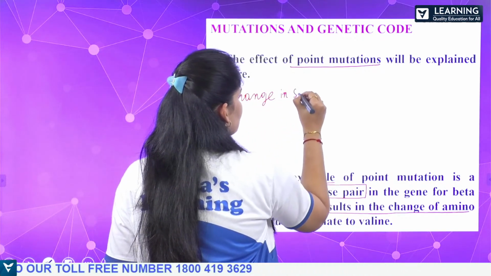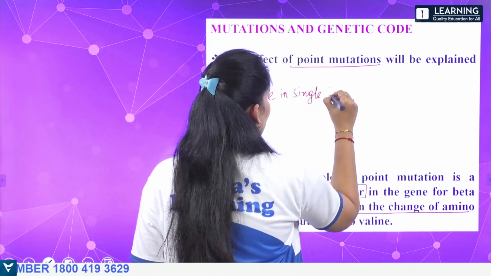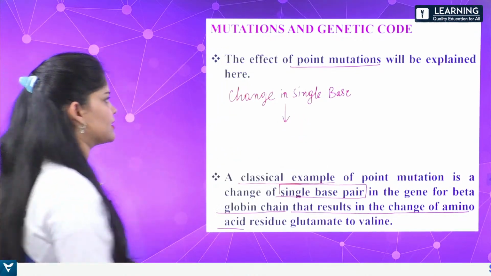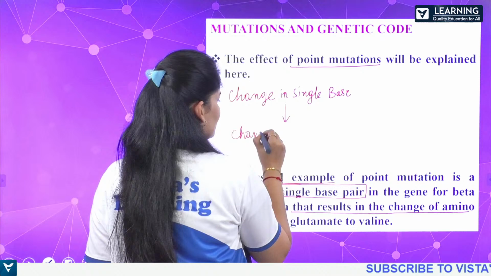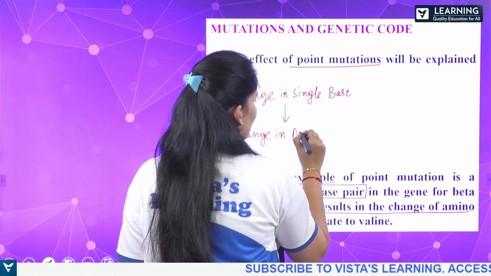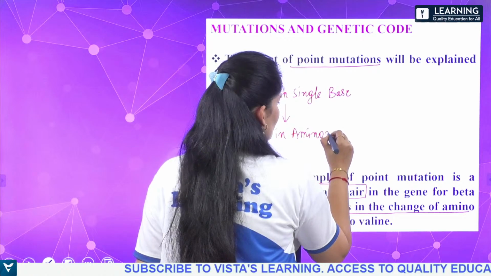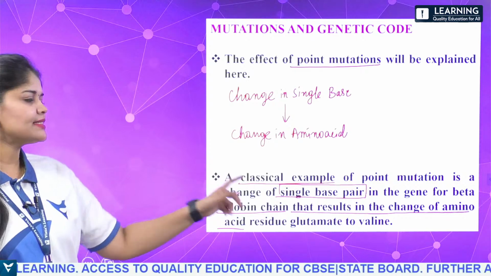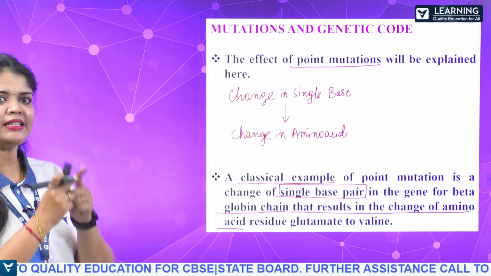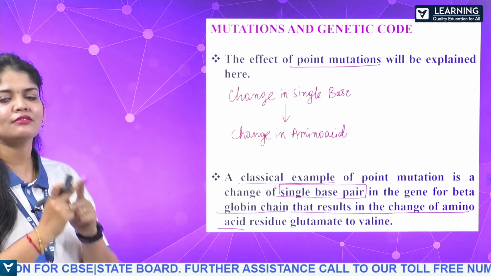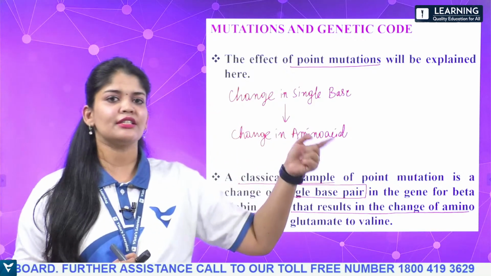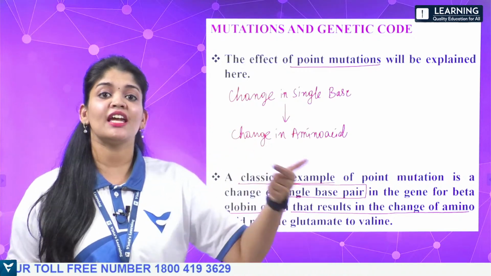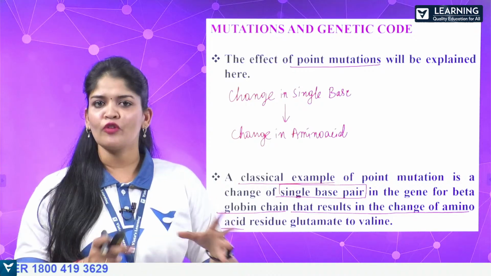So a change in a single base will be reflected by a change in an amino acid residue. Here, sickle cell anemia is due to a single nitrogen base change in the DNA that is reflected in the mRNA, and finally a single amino acid change happens in the beta chain of hemoglobin.